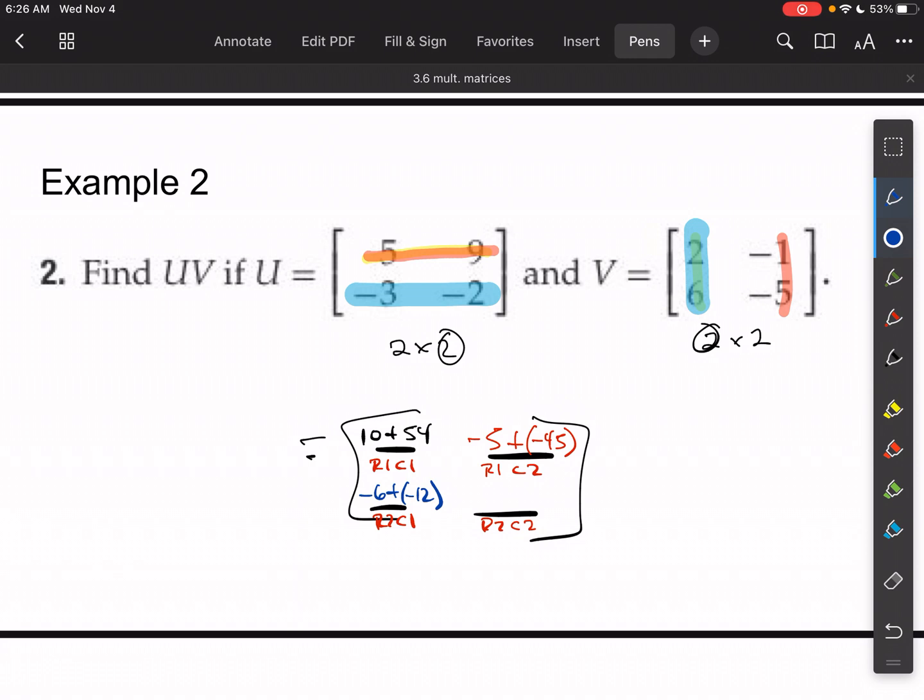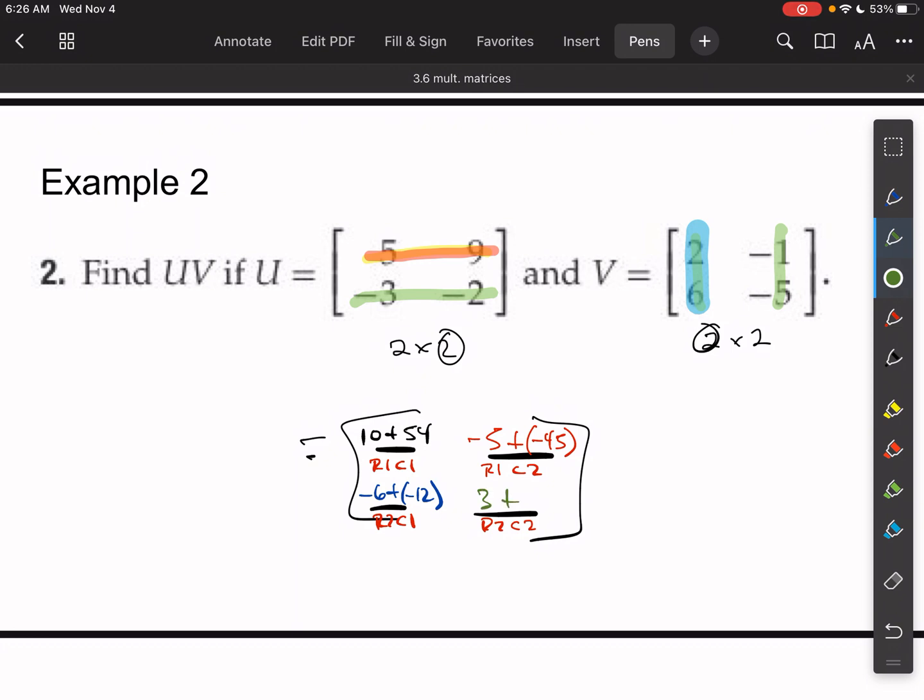And then for the final one, I guess we'll go to green. We have row 2, that's showing up yellow. Let me just do this, so we don't get messed up. Row 2 of the first one times column 2 of the second. Okay, so negative 3 times negative 1 is positive 3.